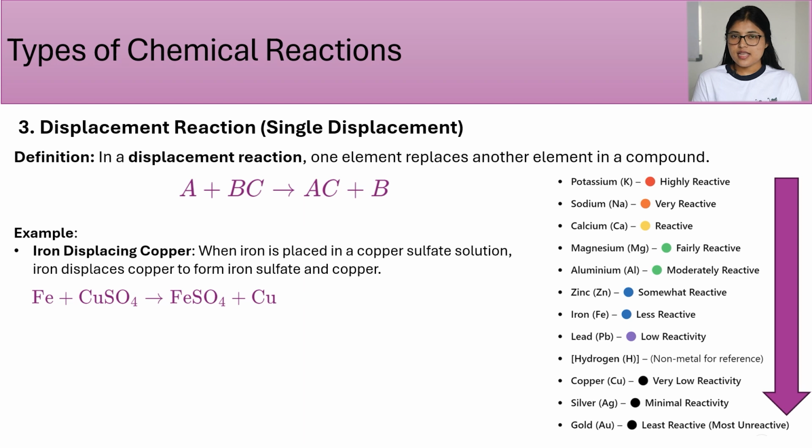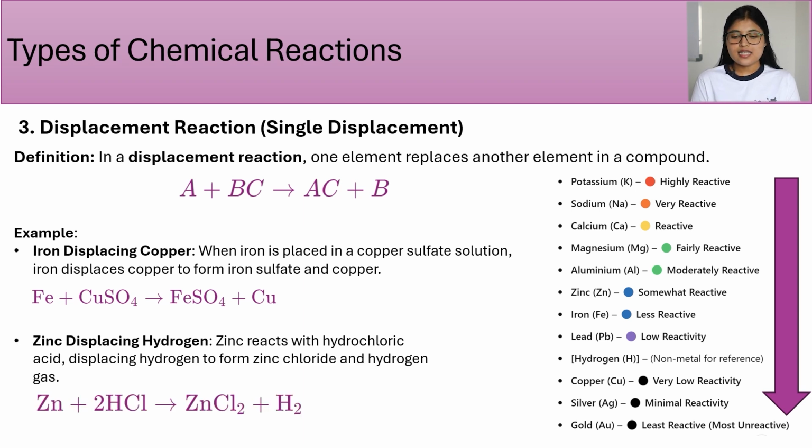Let's take a look at an example here. Iron displacing copper. When iron is placed in a copper sulfate solution, it displaces copper to form iron sulfate and copper. Why does this happen? If you can see the reactivity series on the right side, we can see that iron is on top compared to copper, which is at the bottom. So iron is more reactive and it will replace copper.